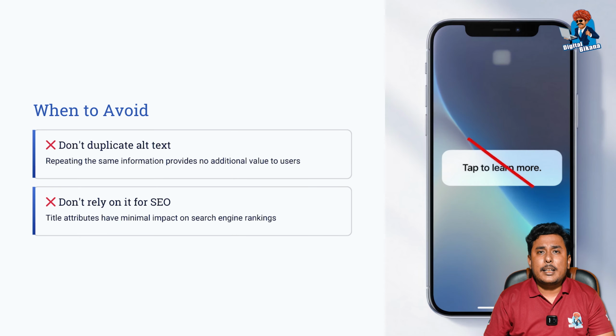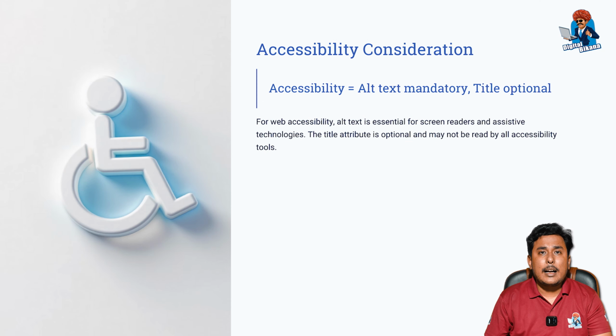Avoid overusing title attributes if they duplicate alt text or clutter your code. They provide no benefit. Also, some mobile devices and screen readers may ignore them. Unlike alt text, the title attribute is not always read by screen readers. So never replace alt text with a title attribute. Always use both properly where needed.